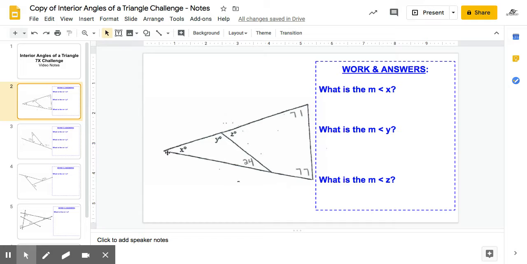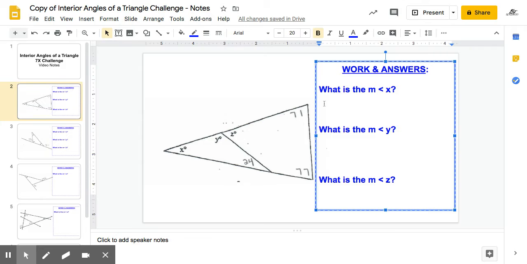Now, it's going to be the larger triangle because we know that the measures of the interior angles in a triangle have to add up to 180 degrees. So if we look at this larger triangle here, I'm only missing the one angle. I have this angle 71, this angle 77, and I just don't know the measure of angle X. So I can simply find the measure of angle X by subtracting 180 minus 71 minus 77. Remember, that's how we found the measure of a missing interior angle of a triangle, because together the three angles have to add to 180 degrees. So when I subtract that, I get 32. So the measure of angle X is 32 degrees.